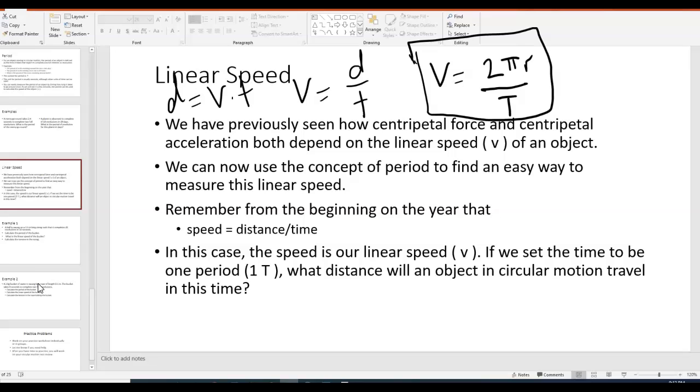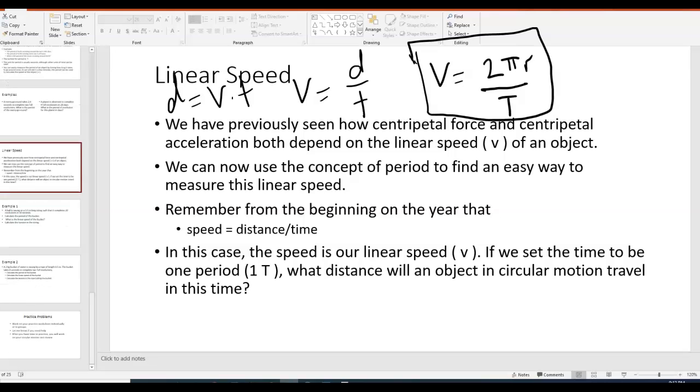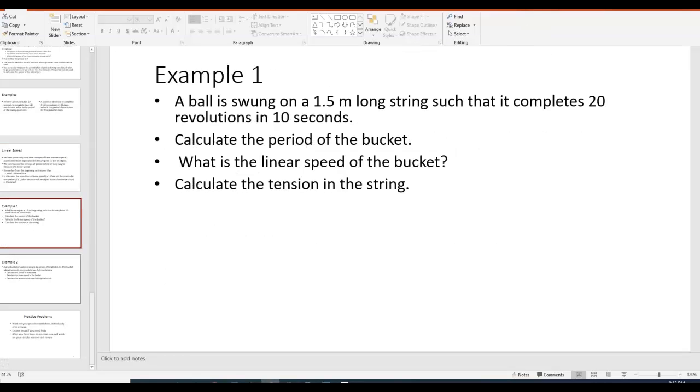Alright, so let's do some examples and then we will be done. This is a short video. Alright, example 1. It says a ball is swung on a 1.5 meter long string. Notice they give us the length of the string. That's going to be the radius of the circle. Notice it's measured in meters, such that it completes 20 revolutions in 10 seconds.